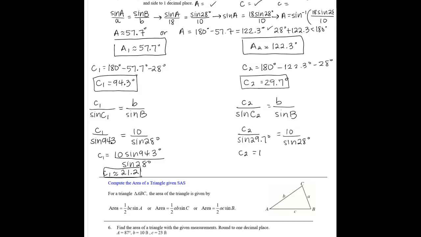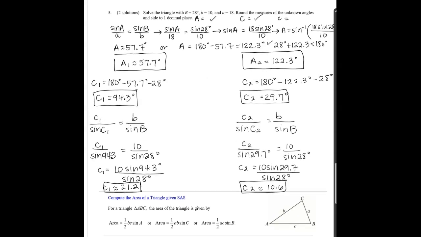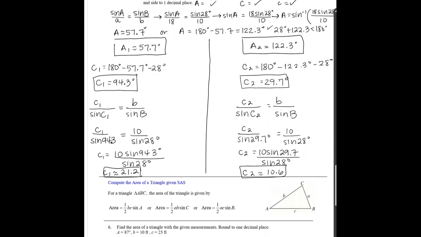I've gone ahead and plugged into the other side for the second option, little c2. I'm going to multiply both sides of this equation to get that little c2 by itself, and find that little c2 is approximately 10.6. And now we have found capital A, capital C, and little c for both solutions of this triangle.